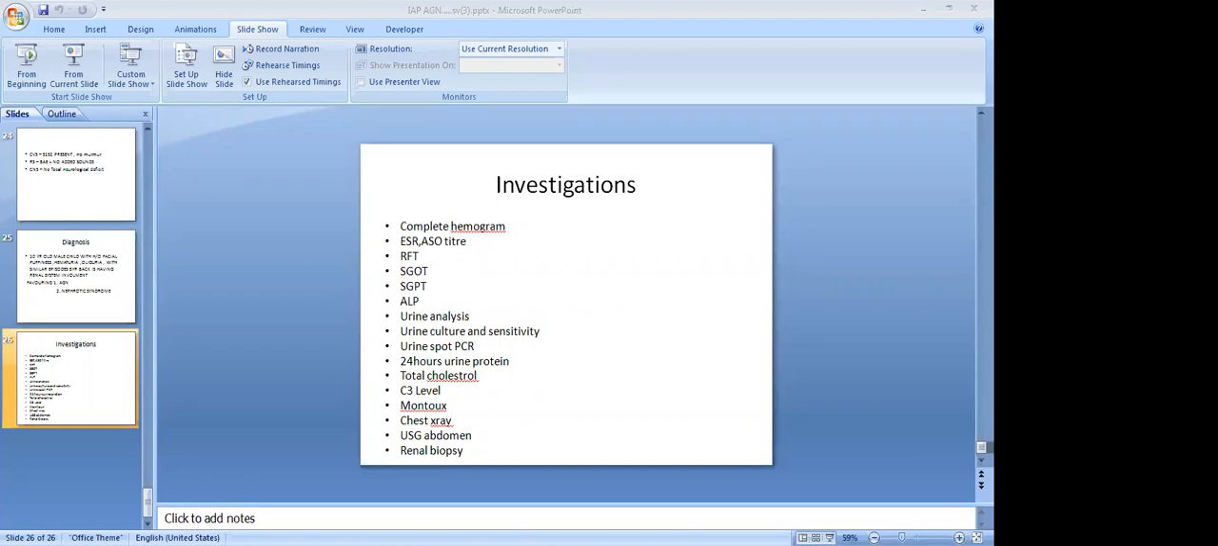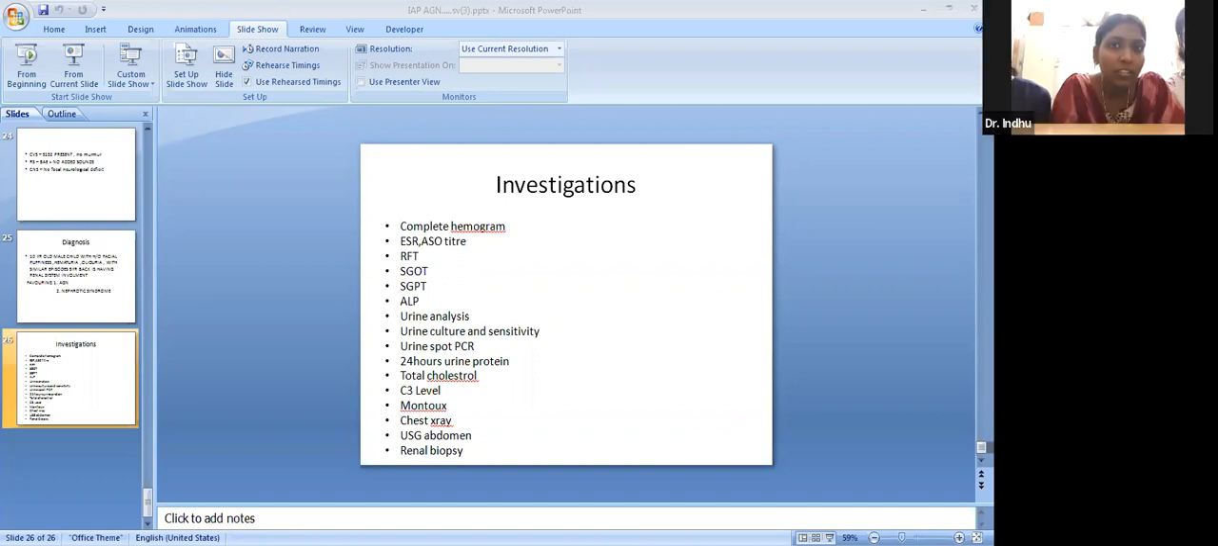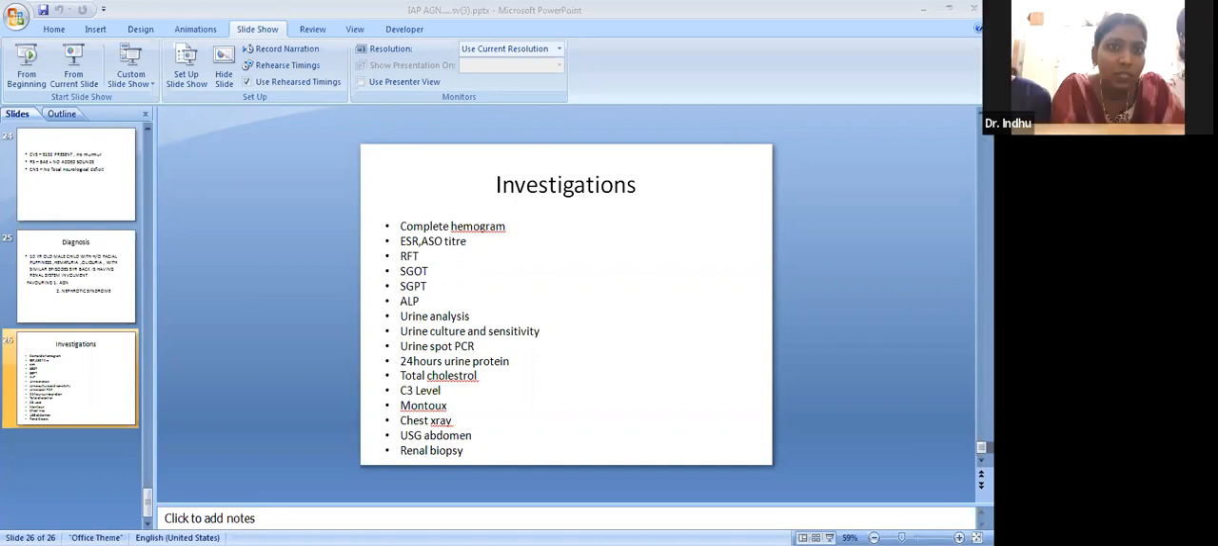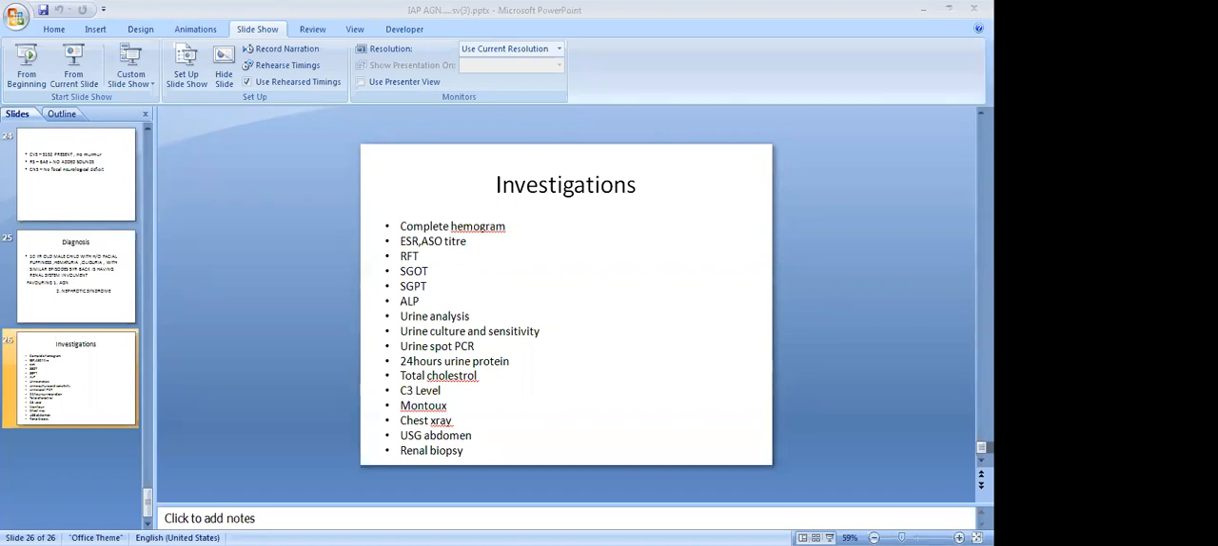Next is persistent renal failure for more than 2 to 3 weeks. And the third thing is low complement. Mixed nephritic and nephrotic. Very good. And with systemic symptoms, very good.